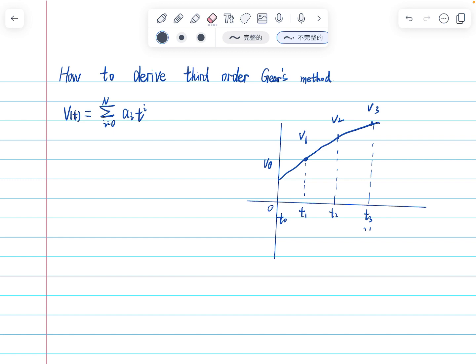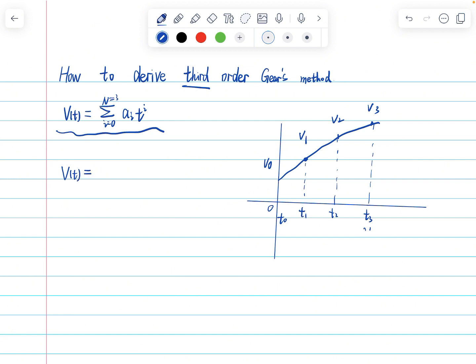In order to derive an integration formula, we need to know the structure of the formula, right? Integration formulas can be derived by an interpolating polynomial function, which can be expressed as this. Because we are deriving a third order, n should be equal to 3, right? So let's just write it down.